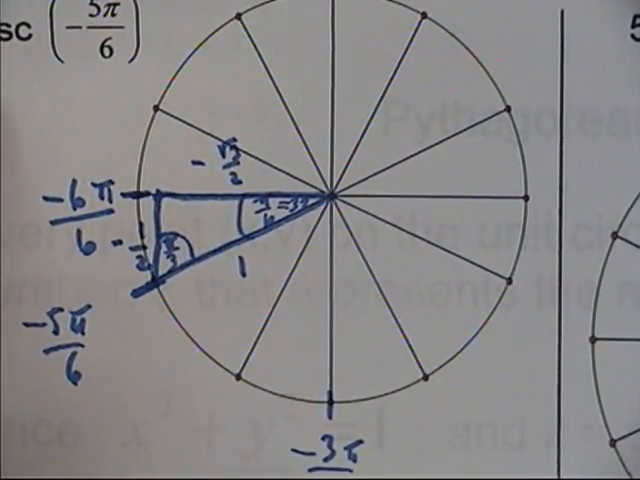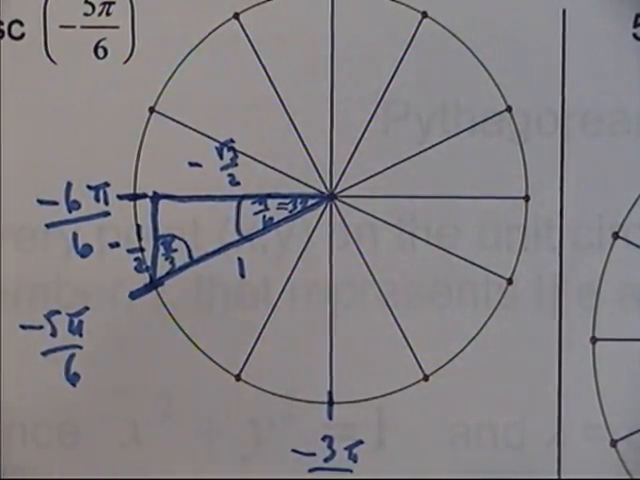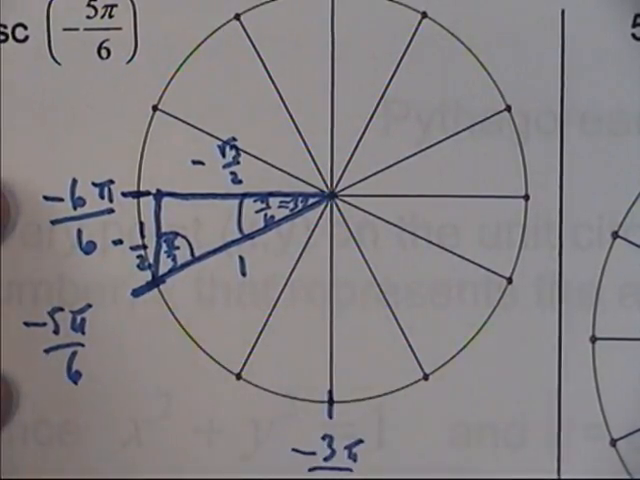All right, now cosecant is going to be the reciprocal of the sine. Sine is your y value, so we take negative 1/2 and we flip it upside down and we get negative 2.